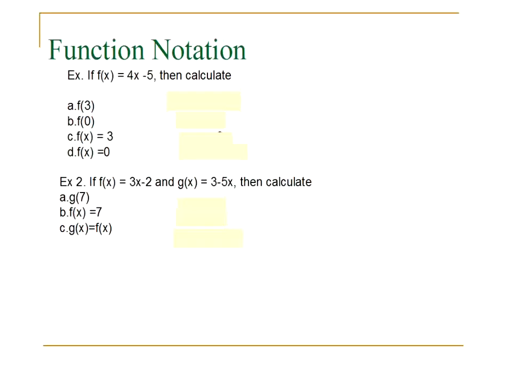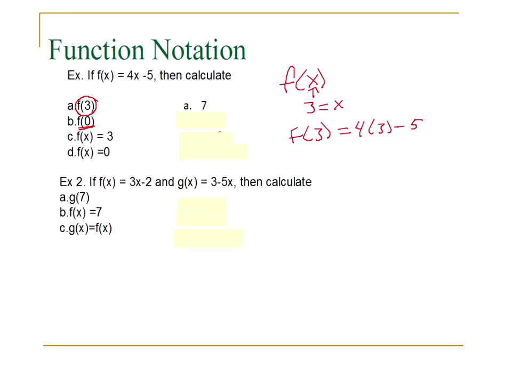So let's take a look here. If f of x equals 4x minus 5, then I want you to calculate these things together. So this first thing says f of 3. Notice it's not f times 3, it's f of 3. And it was written f of x, but now this is a 3. Well, that means that x equals 3. So f of 3 would equal 4 times 3 minus 5.